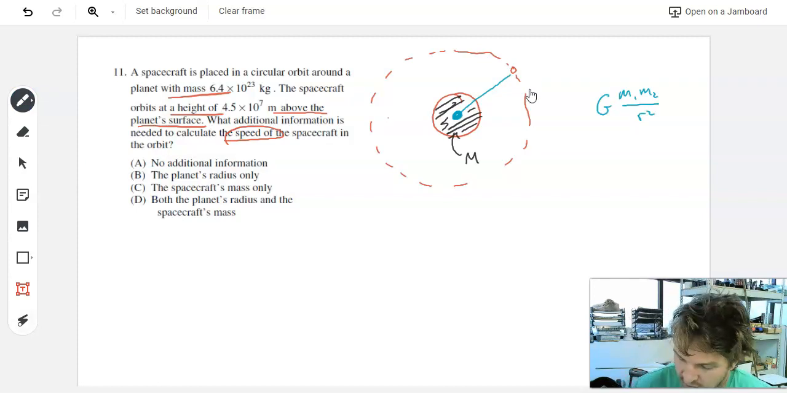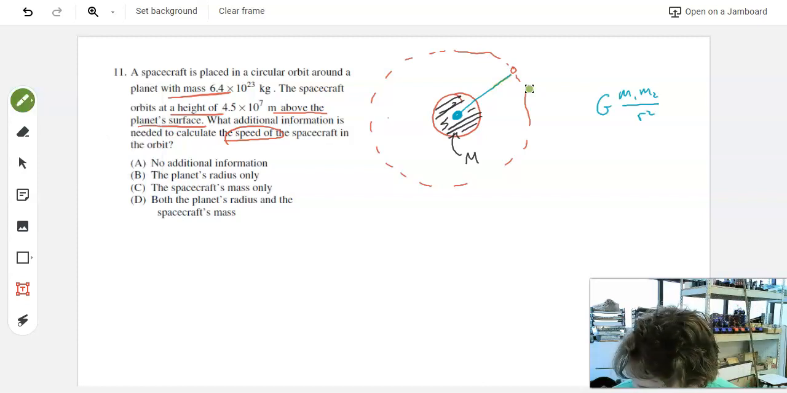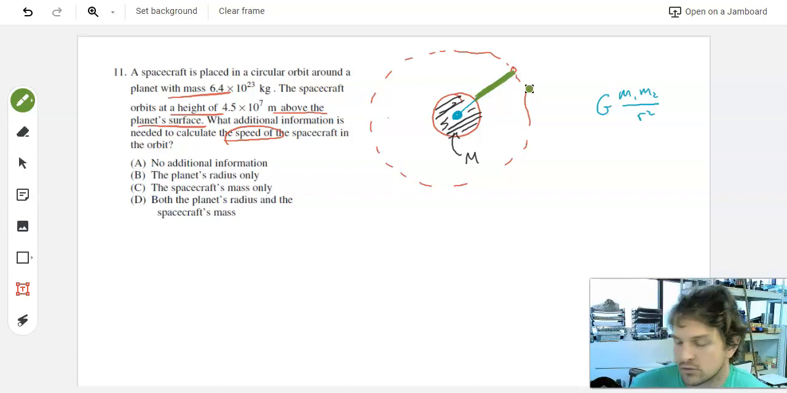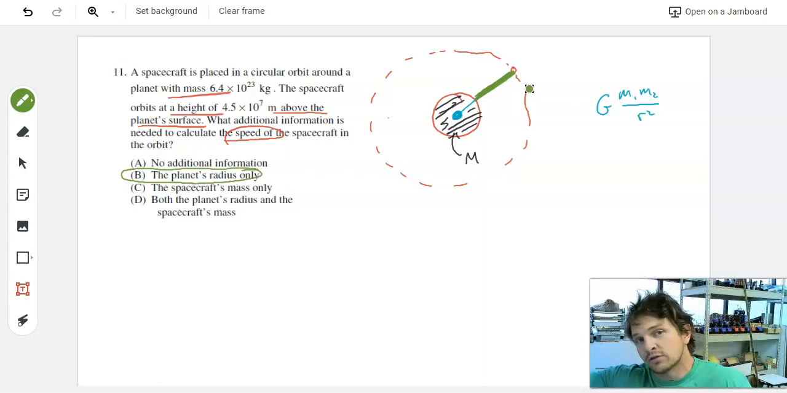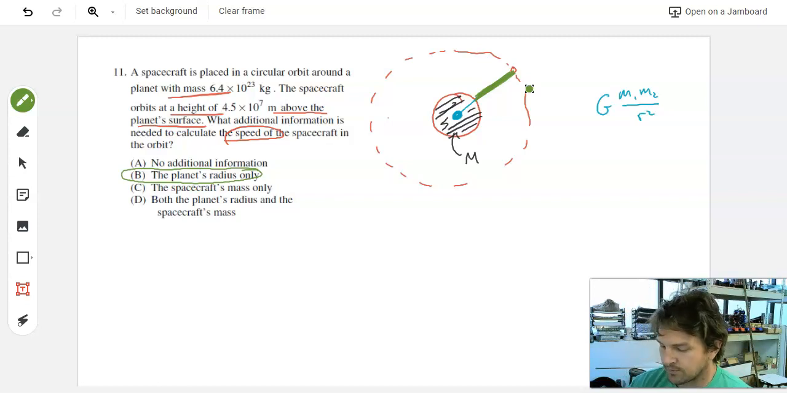Well, we know the mass. It's right here. But the only thing they told us is this distance, the distance from the surface of the planet to the spaceship. So in order to get this right, you need to know what the actual radius of the planet is, so that you can know the whole distance from the center to the spaceship.